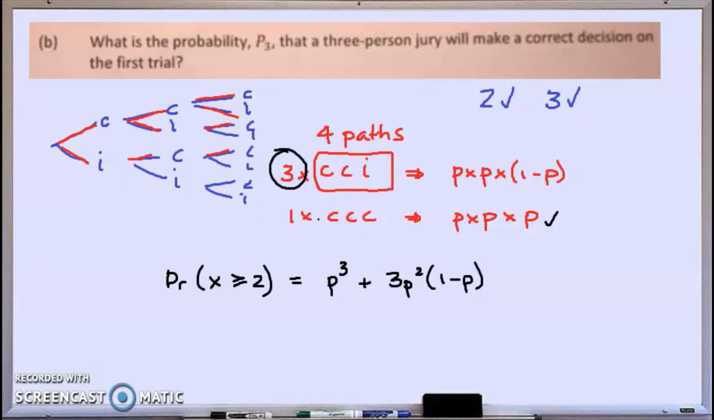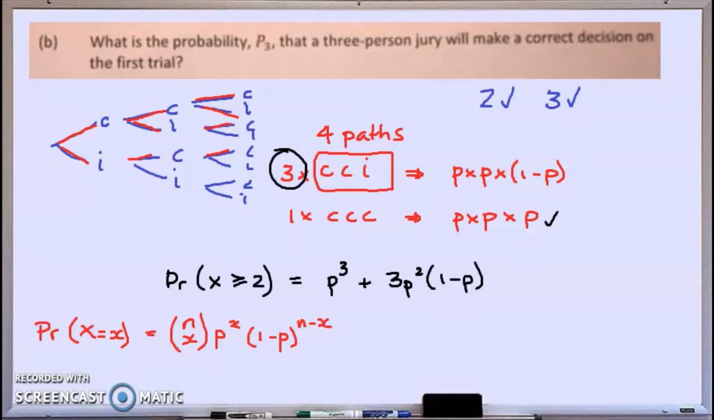But there is another way we can do this without drawing our tree diagram. And that's by using the formula for binomial distribution that says the probability that x is a given number will equal n choose x, p to the x, and then 1 minus p to the n minus x.